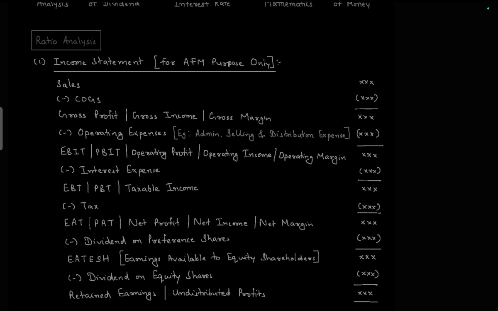Then after, you should subtract the interest. Then you get profit before tax, or earnings before tax, or taxable income. This is what you get. From that, when you remove the tax, you get earnings after tax, profit after tax, net profit, net income, net margin. These are the terms which indicate this.